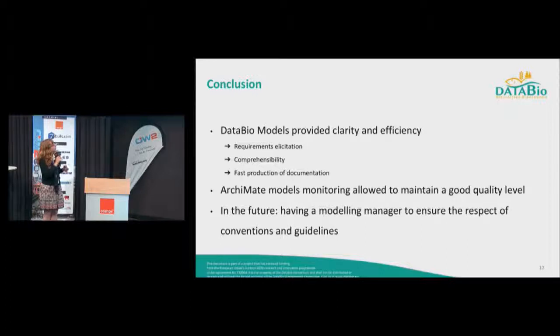And what we decided for the future, we decided that a nice, interesting role to introduce in this model lifecycle would be to have a modeling manager that could follow up this convention and guidelines. And maybe in the future also some alerts could be interesting.